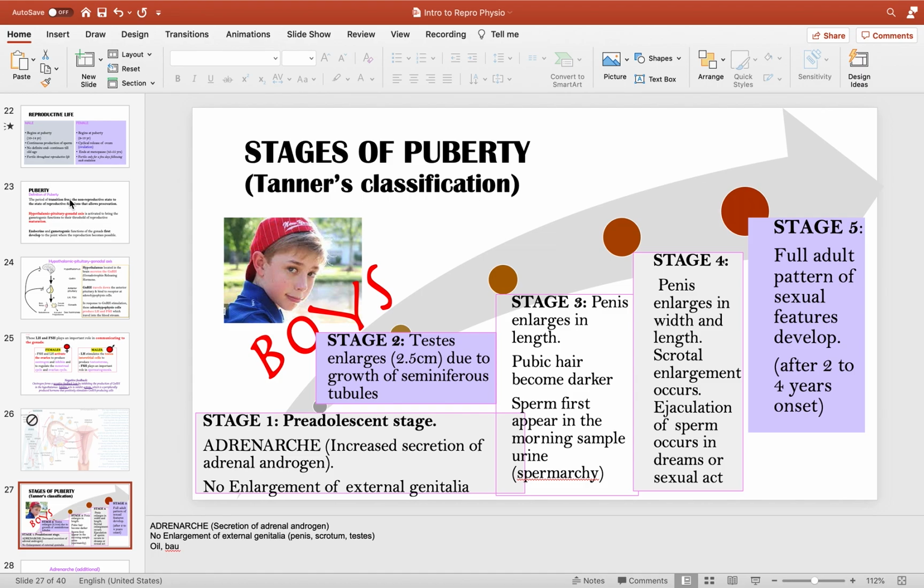And stage 3, the penis enlarges, pubic hair becomes darker, and sperm first appear in the morning urine sample. And stage 4, the penis enlarges in width and length, scrotal enlargement occurs, and ejaculation of sperm occurs in dreams or sexual act. And stage 5, full adult pattern of sexual features develops.